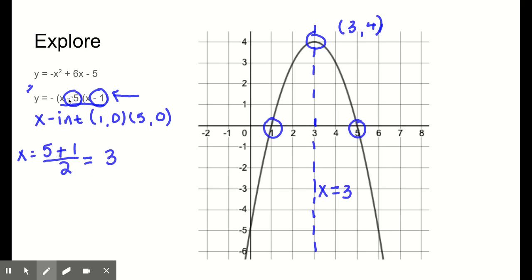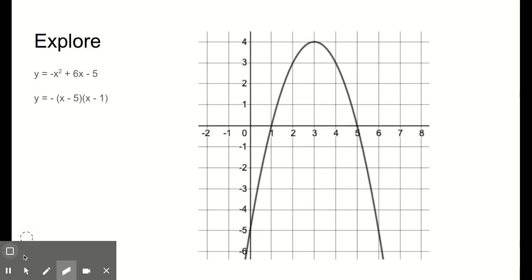So from there, we can plug that 3 into our factored form to find the y value of our vertex. And I'm going to show you that more in our guided practice. But again, what I want you to see here is that our factors have the same numbers as our x-intercepts, they're just opposites. And again, the axis of symmetry, the x value of the vertex, is halfway between them. So let's take a look at a couple of guided practice problems.